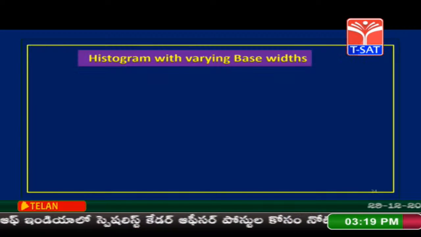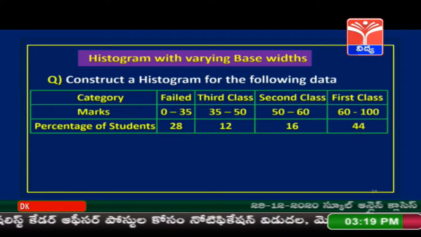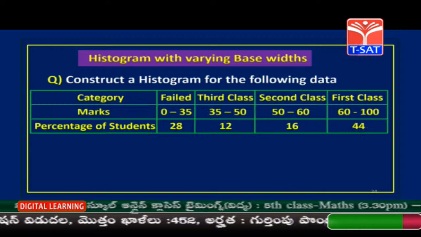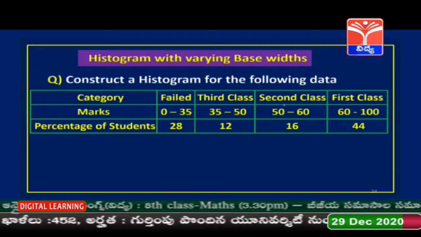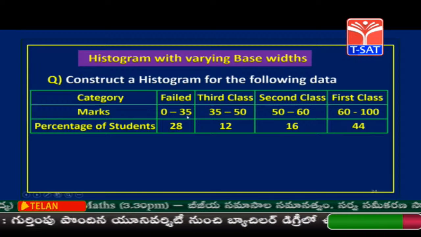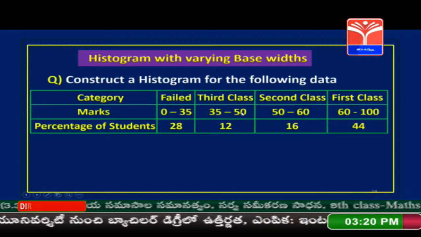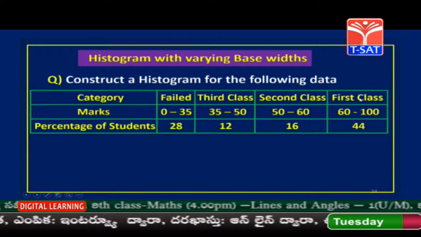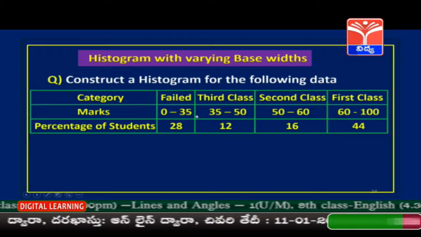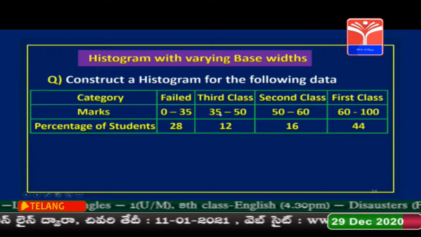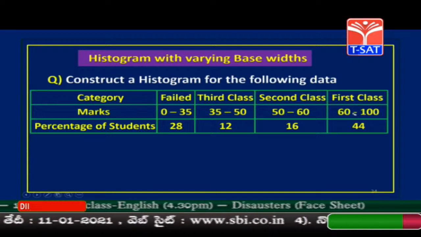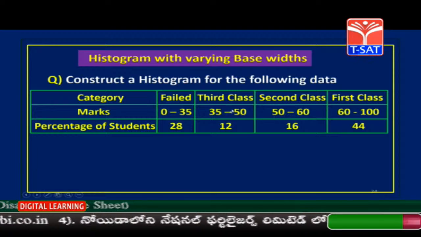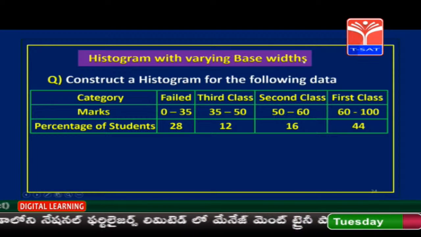Histogram with varying base widths. Children, here I am considering a histogram which is having different classes, or we can say sizes of classes are different. Children, you can understand here 0 to 35 marks failed, 35 to 50 marks third class, 50 to 60 marks second class, 60 to 100 first class. Here the size is 35, here it is 15, here it is 10, here it is 40. Are you finding the same sizes here? No. So we are calling them as varying base widths.